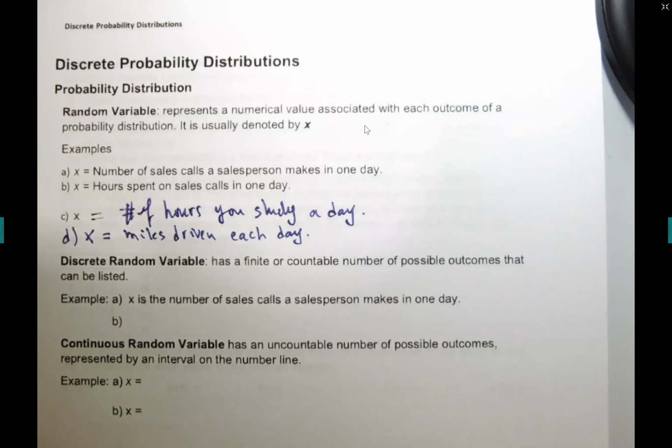For example, X is the number of sales calls a salesperson makes in one day. The salesperson can count the number of calls he or she makes a day. They make either 0 calls or 1 call or 2 calls or 3 calls or 4. So it has to be a whole number. Can someone think of another example for B?